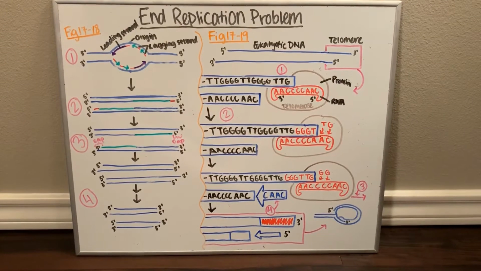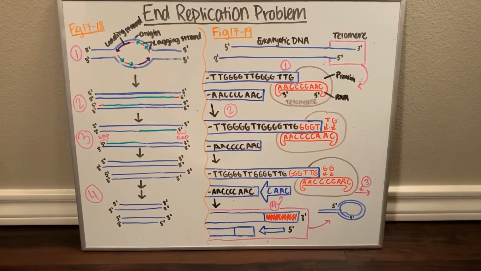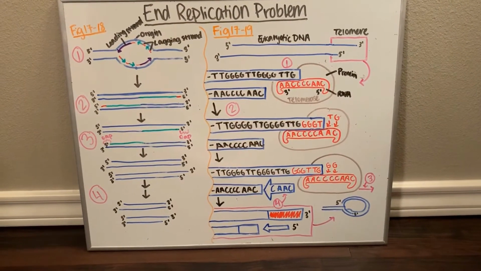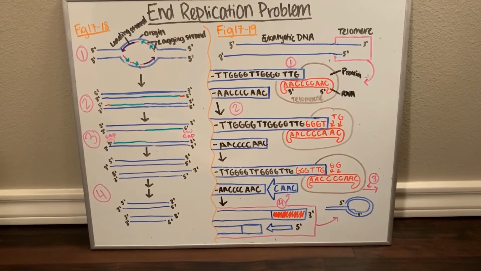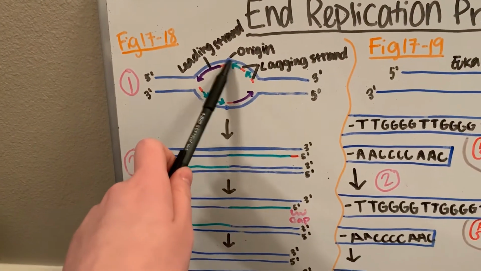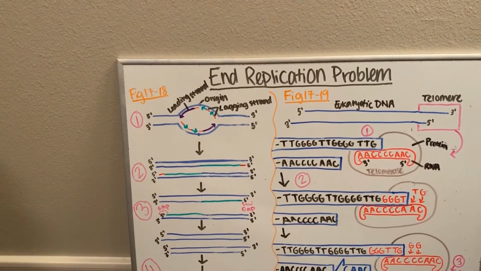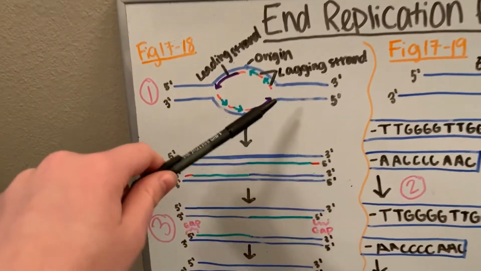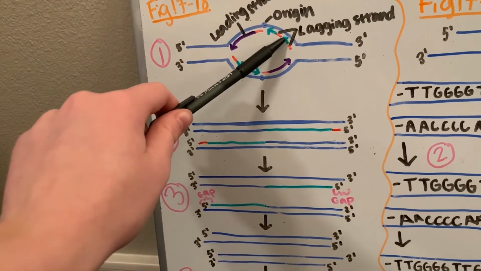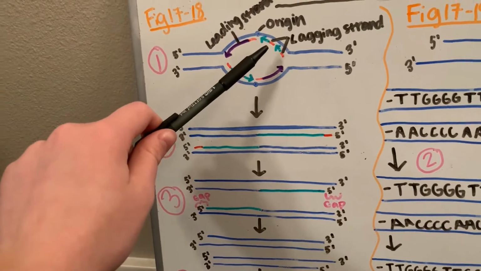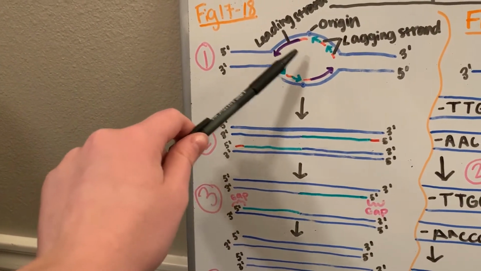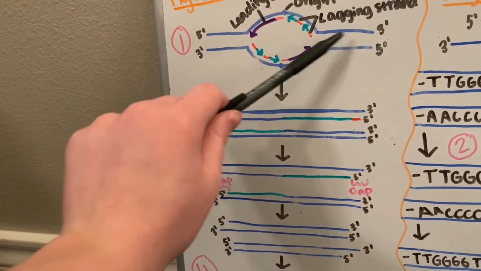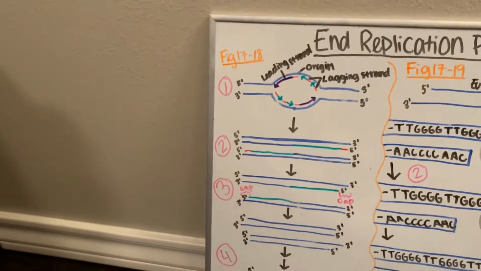The figure on the left is what I'm going to talk about first, which shows the end DNA replication problem. DNA replication is initiated at the origin, which you can see right there. Then the replication bubble grows as the two replication forks move in opposite directions. You can see these green pieces are going to be the lagging strand, and this purple piece is going to be the leading strand. But you can see how this one is going that way and this one is going this way, both in the 3' to 5' direction.